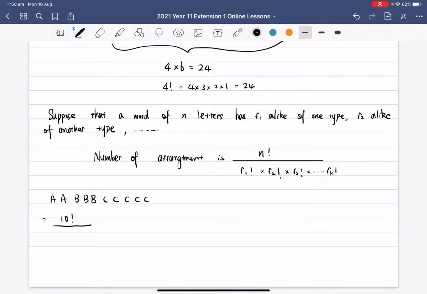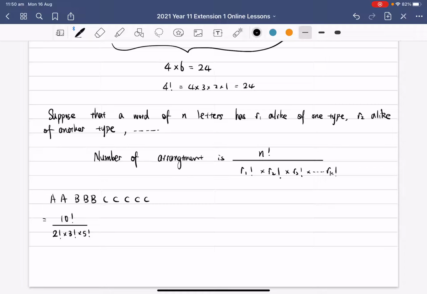However, this time we'll have one lot of A's, so according to this formula, for the A's we need to divide by 1 factorial. Then we'll have 3 lots of B's, so we need to divide by 3 factorial. And we'll have 5 lots of C's, so then we need to divide by 5 factorial. And that is the way to do the calculation. It's actually pretty easy. Okay, so that's all you have to do.